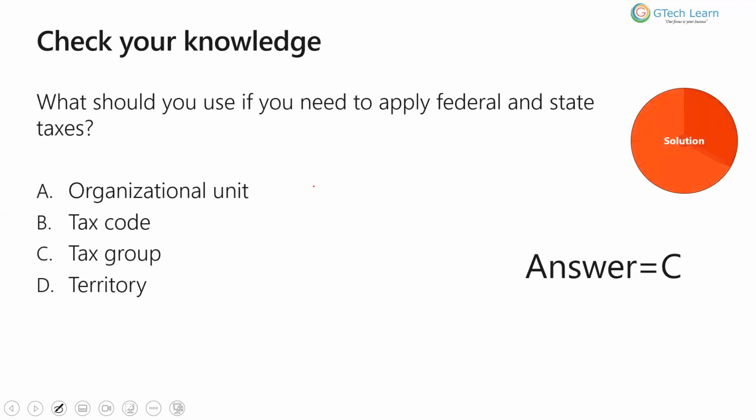Okay, so the time's up, and the correct answer is option C. Whenever we need to apply the taxes for some federal and state taxes on both ways, we need to create a tax group for them.